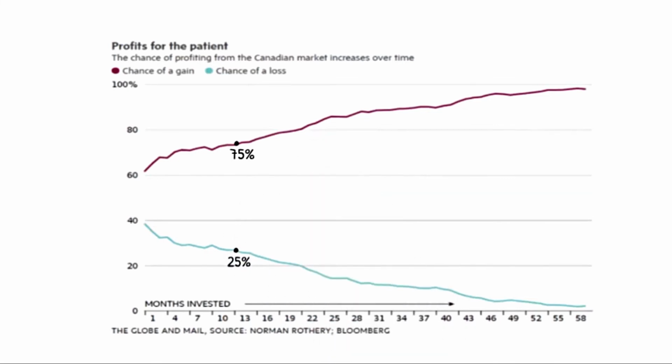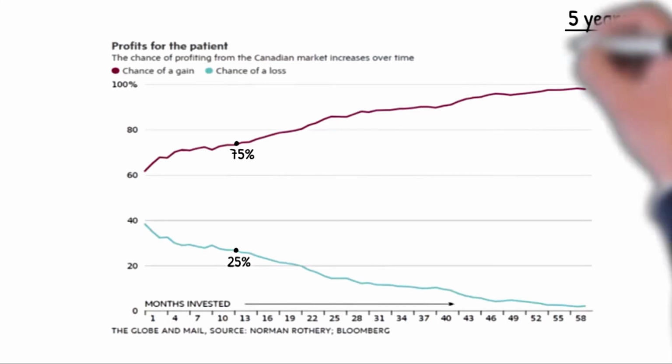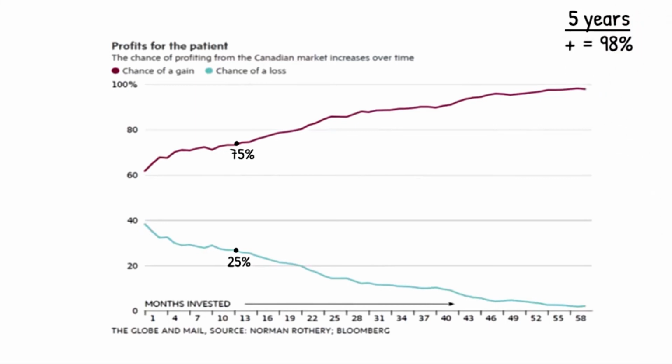As you lengthen the amount of time you are invested in Canadian stocks, the chances of a positive return increases and the chances of a negative return decreases. If you remain invested for 5 years in Canadian stocks, your chances of positive return historically have been 98%, and your chances of a negative return has only been about 2%.